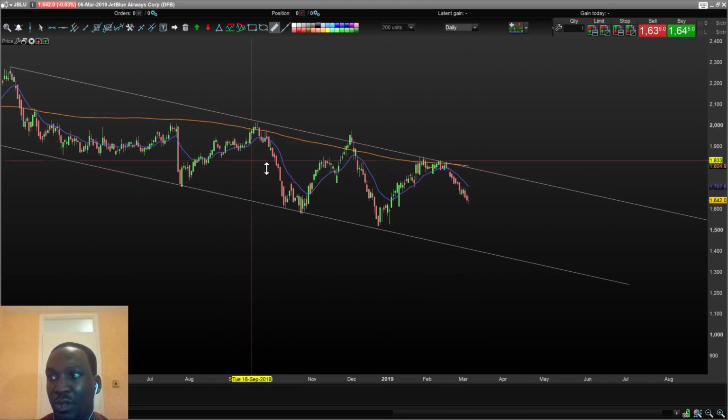I'll do the same if I was going long, so I would probably wait for price to go to about here, buy, and then just hold it, even if it goes up there, hold it, and then sell it here.